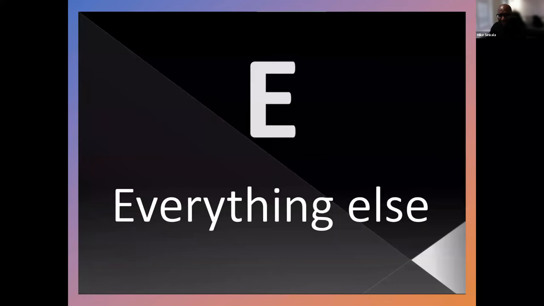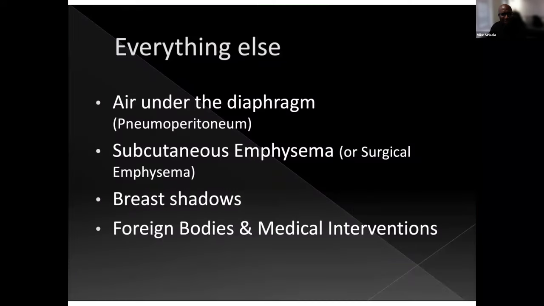The E is for everything else. Everything else includes air under the diaphragm. You can see subcutaneous emphysema or surgical emphysema, breast shadows, foreign bodies, and medical interventions, as it were.